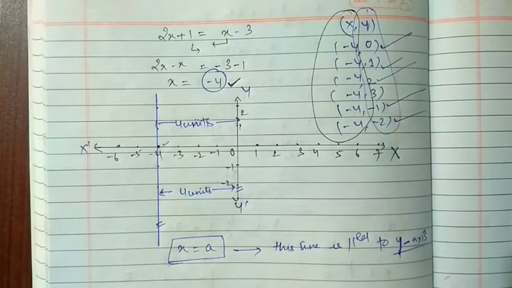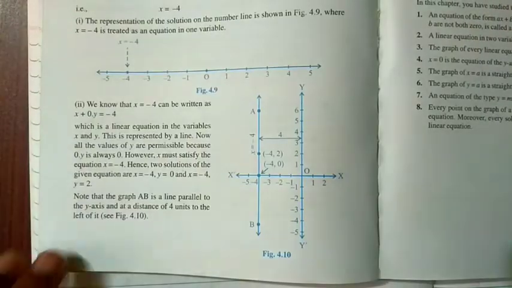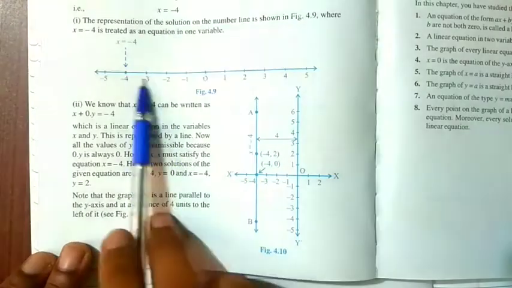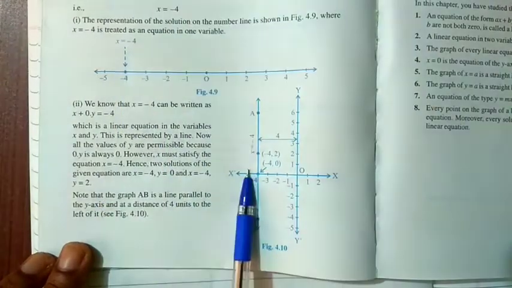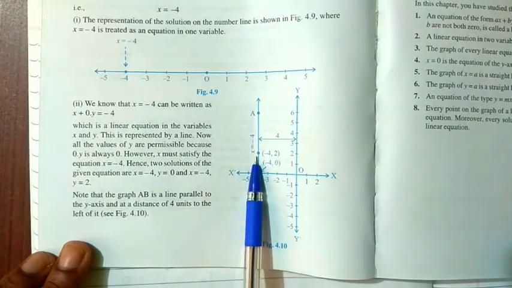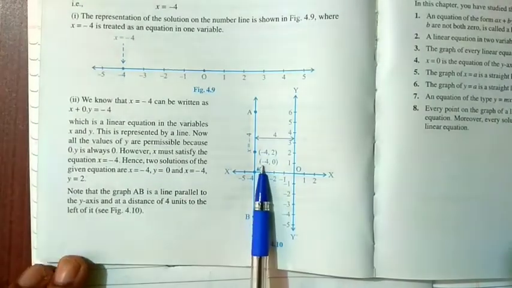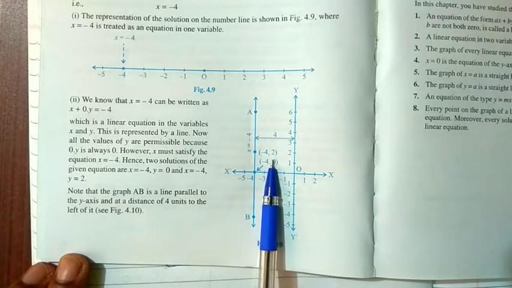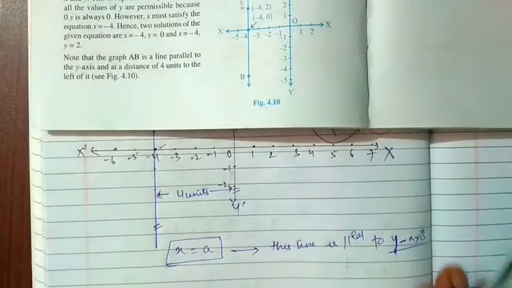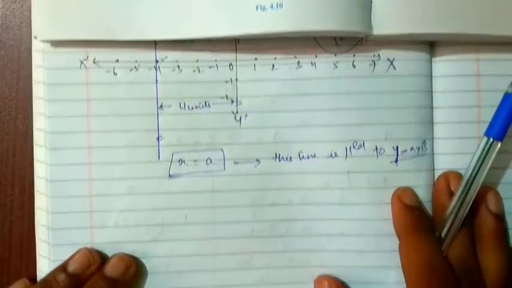Let me show you this example by this graph. Here this is the graph that we are taking, x is equal to minus 4, and constantly we are perpendicular on the x-axis, which is minus 4. You have already been shown minus 4 comma 0, minus 4 comma 2 etc. Now let me make you clear about another condition.